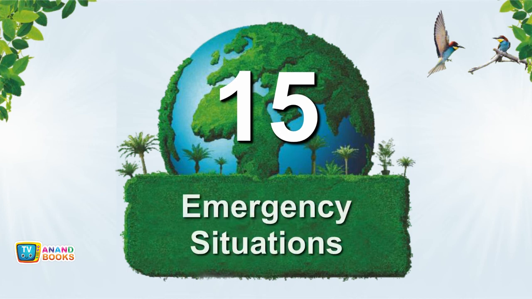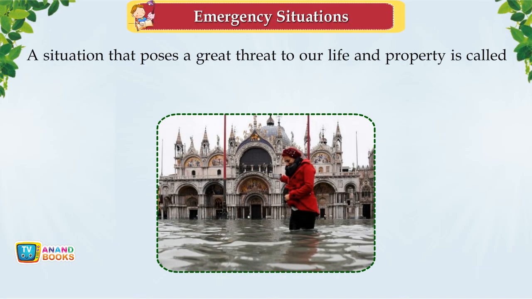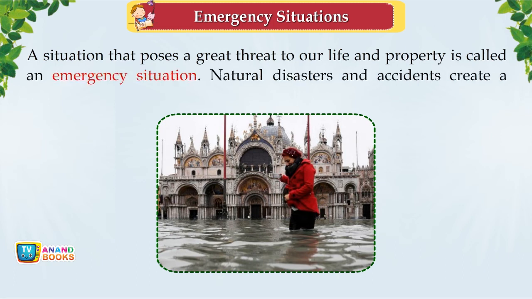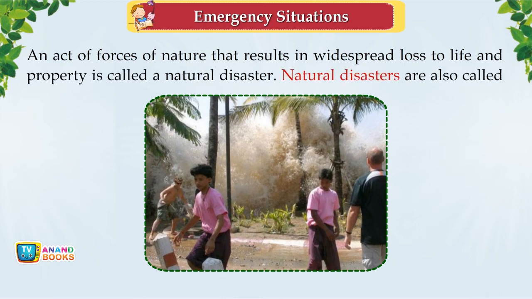Chapter 15. Emergency Situations. A situation that poses a great threat to our life and property is called an emergency situation. Natural disasters and accidents create a situation of emergency. An act of forces of nature that results in widespread loss to life and property is called a natural disaster. Natural disasters are also called natural calamities.